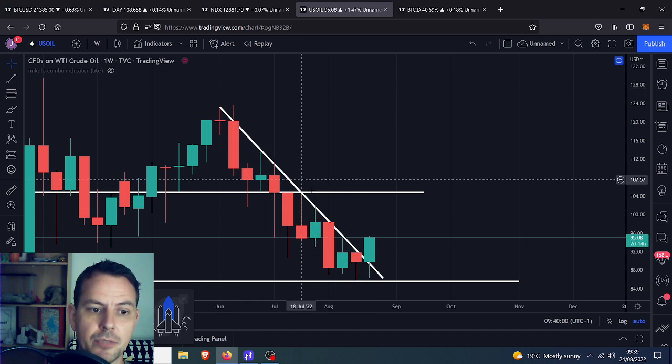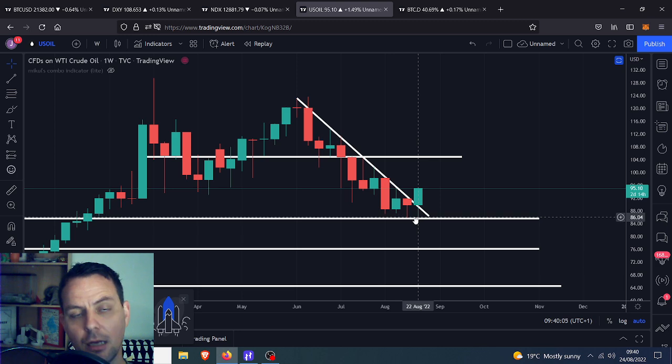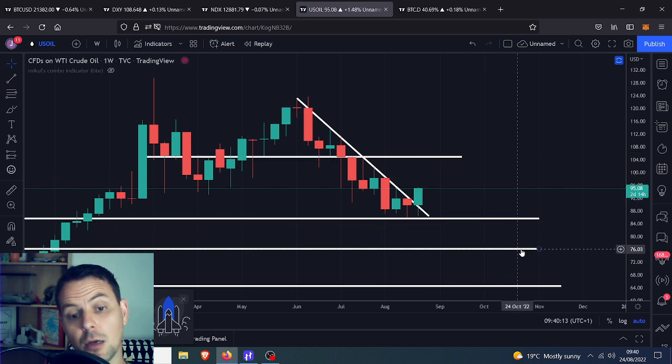We've got a breakout of the resistance, which has so far pushed us all the way to our first target, $85 a barrel. Now I think there's a good chance what will happen is we move up to 104, get rejected from there, and we move down to 75. But I wouldn't hold out on that.